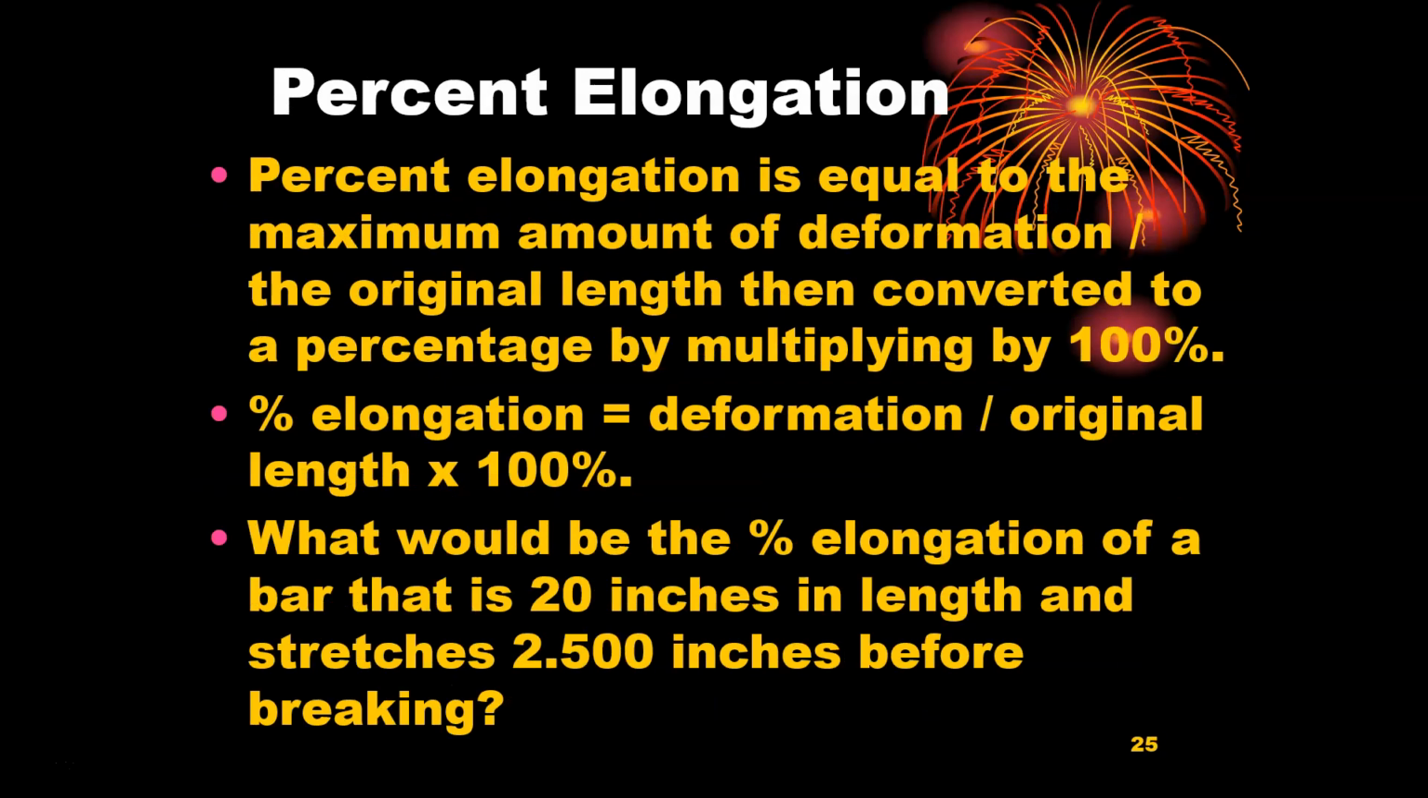Percent elongation. This is equal to the maximum amount of deformation divided by the original length, and then it's converted to a percentage just by multiplying it by 100%. So the percent elongation equals the deformation divided by the original length, all of that times 100%. So what would be the percent elongation of a bar that is 20 inches in length and it stretches 2.5 inches before it finally fails and breaks? Use your formula. So you should come up with 12.5%.